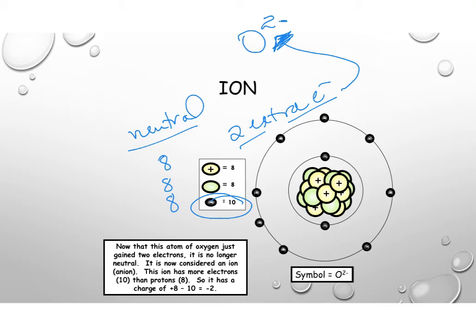I wonder if I forgot to cross out one of these. 1, 2, 3, 4, 5, 6, 7, 8. No. Okay, whoops. 10 electrons. I'm sorry, not minus. We've added 2 electrons, right? If we end up with a negative charge, we've added electrons.